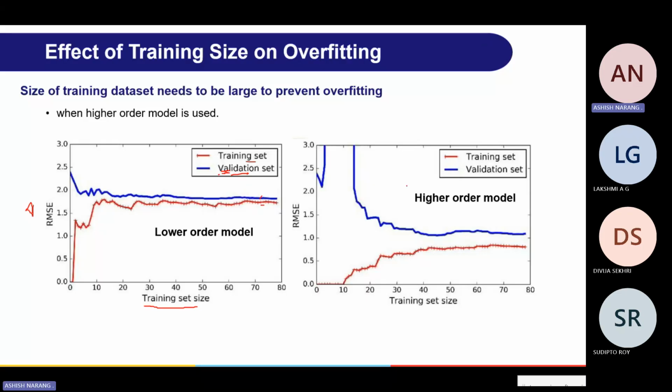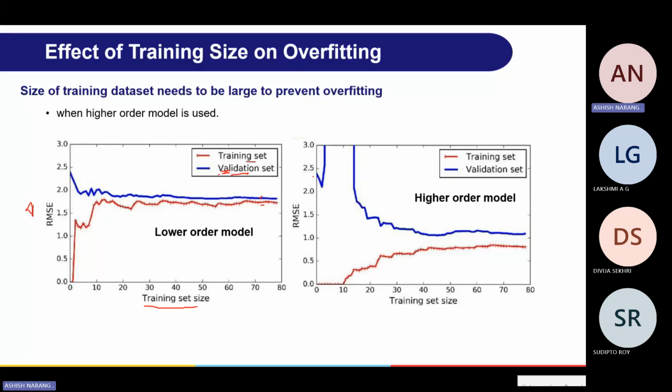If you look at it, this is a lower order straight line model, probably, a simple model. This is a higher order polynomial model. If you look at this, the error with respect to training is 0, right? The moment you have this many training examples, it increases a bit, and then gradually when it has this many training samples, it is stagnant.